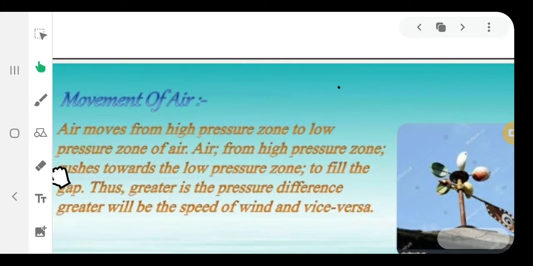Movement of air. Air moves from high pressure zone to low pressure zone of air. This we already know. That means wherever high pressure is there, from there air moves towards the lower pressure area and rushes towards the low pressure zone, vice versa, to fill the gap. Thus, greater is the pressure difference, greater will be the speed of wind, and vice versa. That means if the atmospheric pressure difference is more, so more will be the speed of wind.